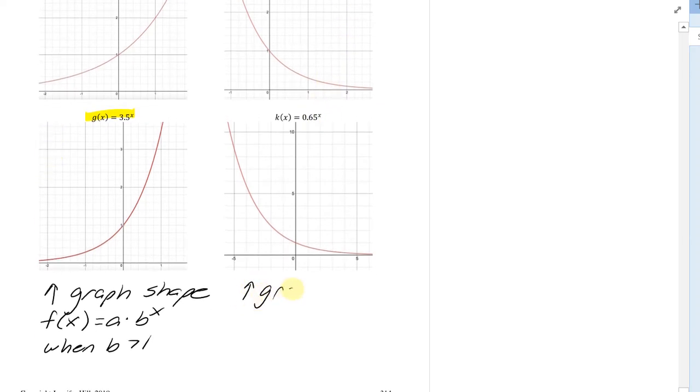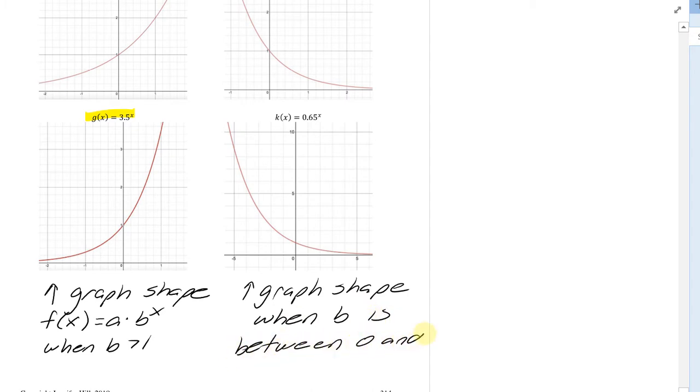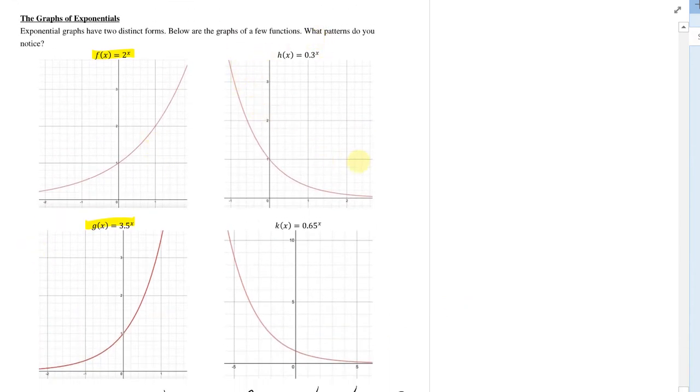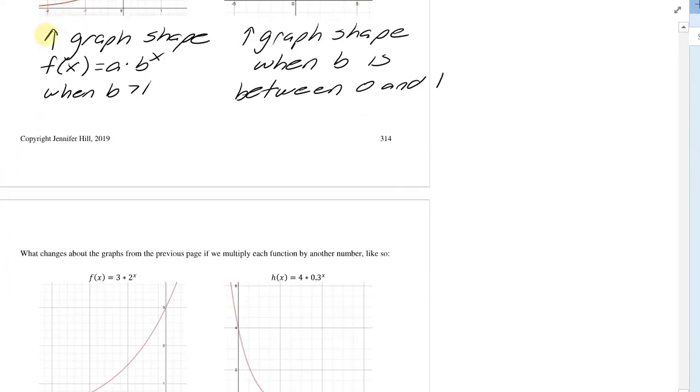So this is the graph shape when b is between 0 and 1. So the graph will go this way if this number here is less than 1, and it will go this way if it's greater than 1. So that's kind of the idea behind that.